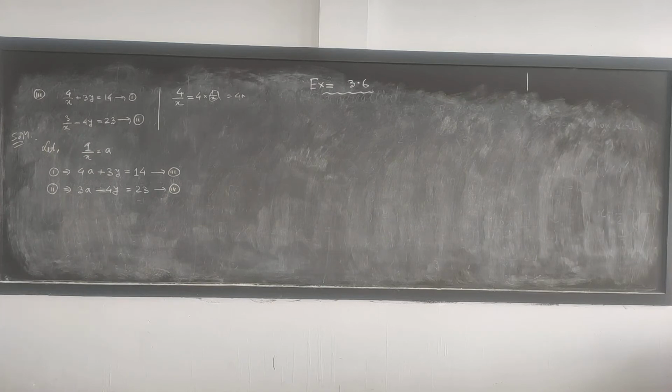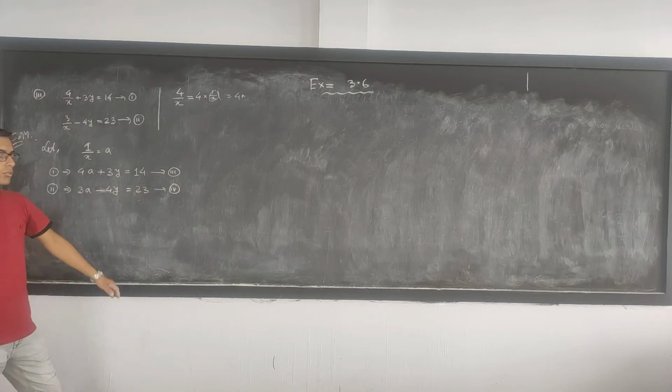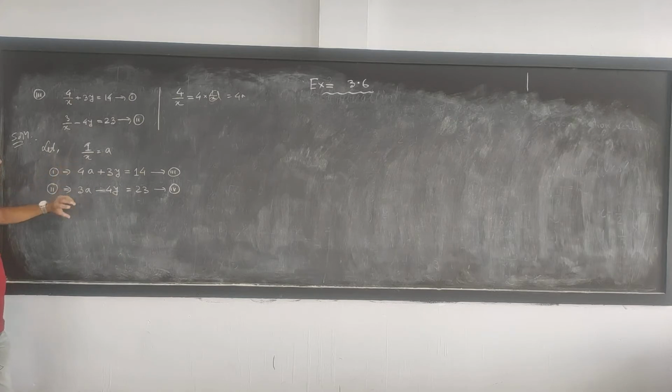Clear? Now let us solve this. We have two equations with the variables a and y. 4a plus 3y is equal to 14 and 3a minus 4y is equal to 23. So it's a very simple one. I think you can solve it now. Very easy to solve. Even for this question, I'm going to solve this. How to solve? Any method you can apply. Say the substitution method you are applying, then equation 1 you take or equation 3 you take, 4 you take, doesn't matter.